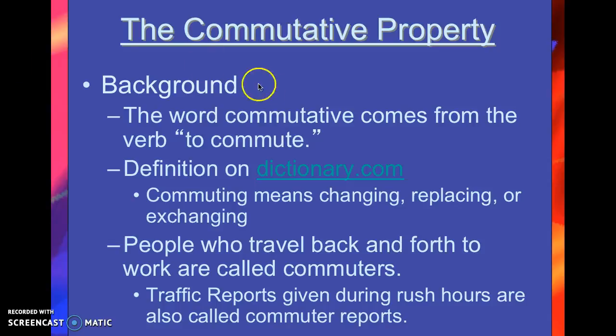I tried to pull up the definition a while ago and it wouldn't let me. Let's see if it does now. I don't think it's going to let me.